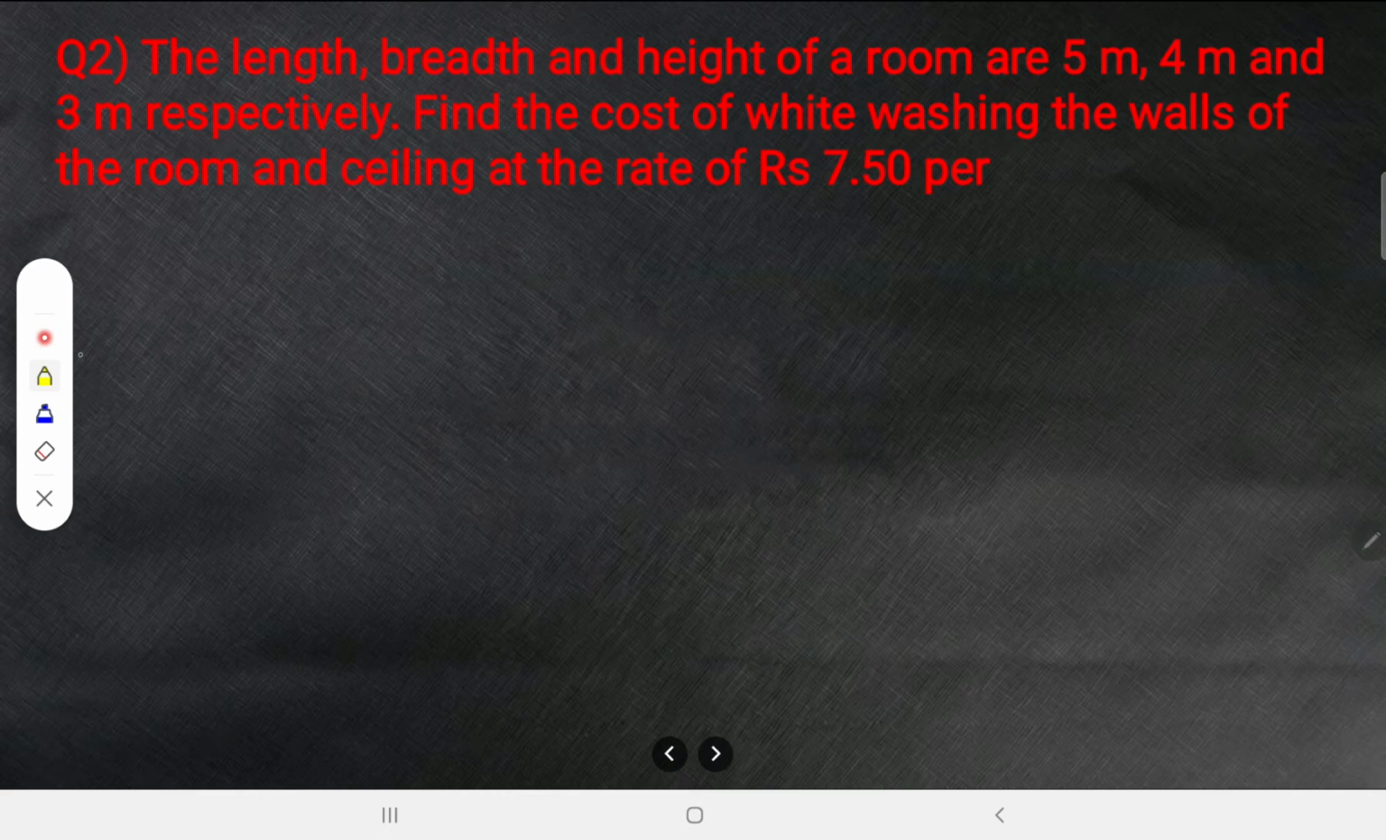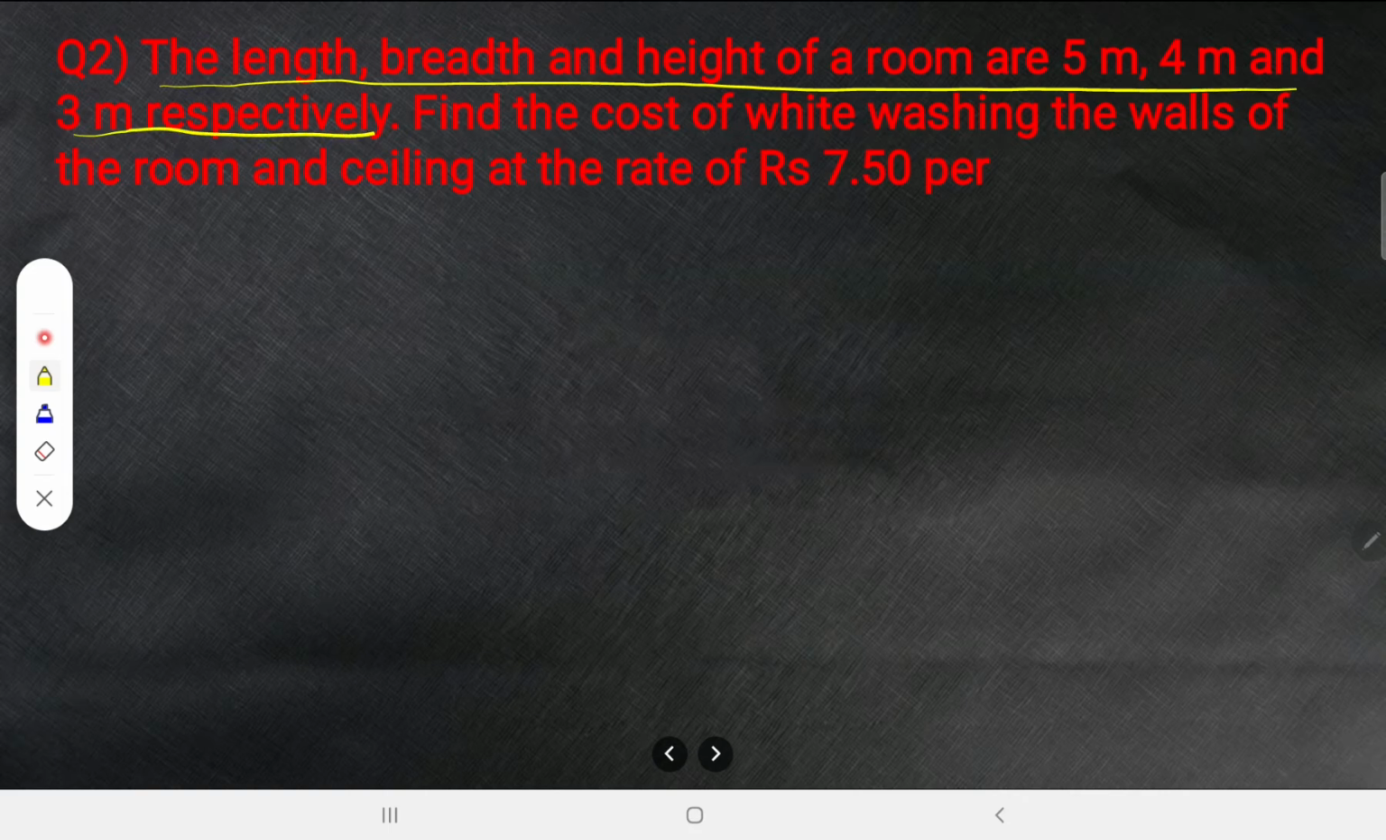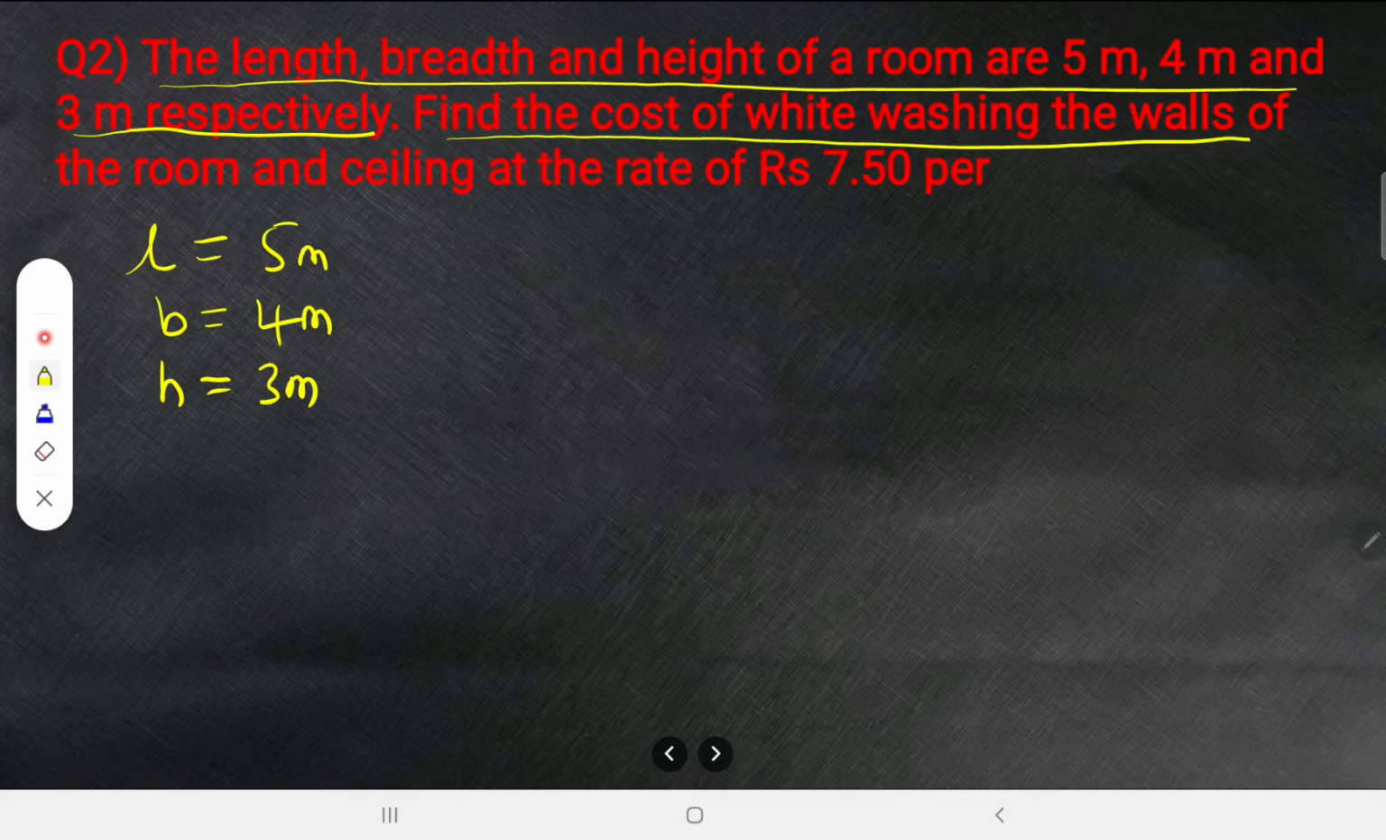The next question is like this. The length, breadth and height of a room are 5 meter, 4 meter and 3 meter respectively. That means length is 5 meter, breadth is 4 meter and height is 3 meter. Now they're asking to find the cost of whitewashing the walls of the room and ceiling.